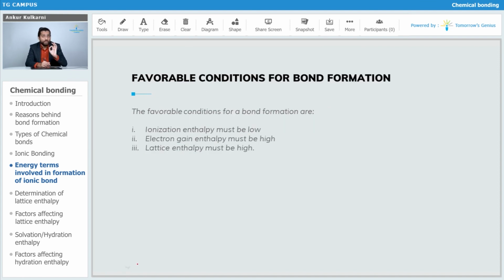What are the favorable conditions for bond formation in ionic bonding? We have discussed ionization enthalpy, electron gain enthalpy, and lattice enthalpy. So when ionization enthalpy is low, electron gain enthalpy is high, and lattice enthalpy is high, then the bond formation is favorable.